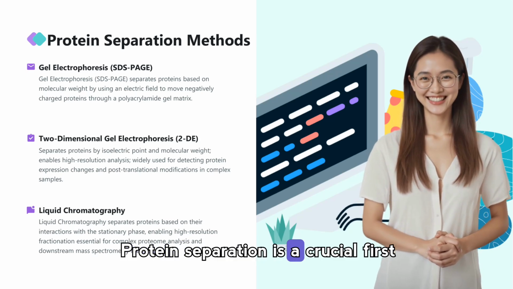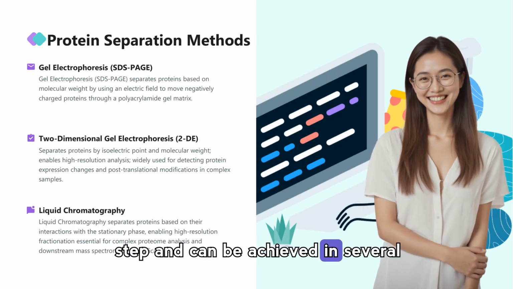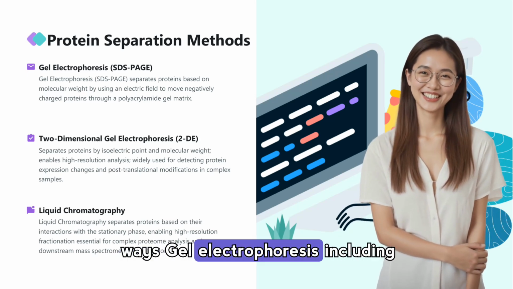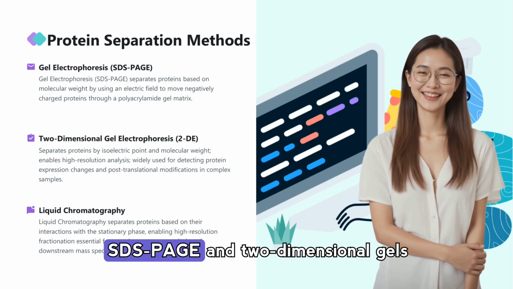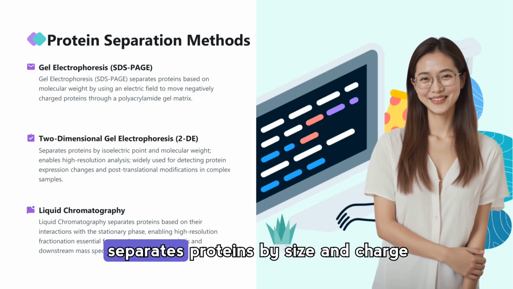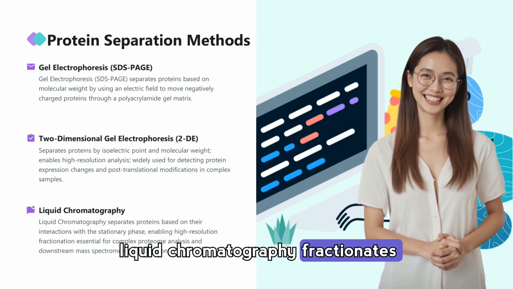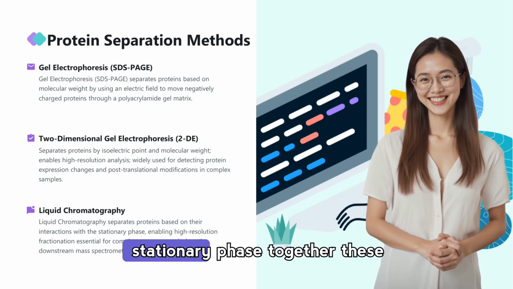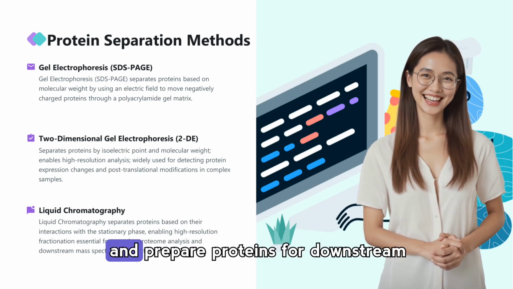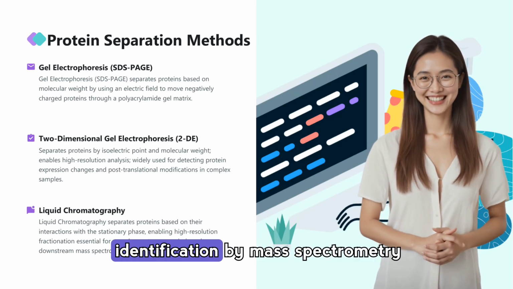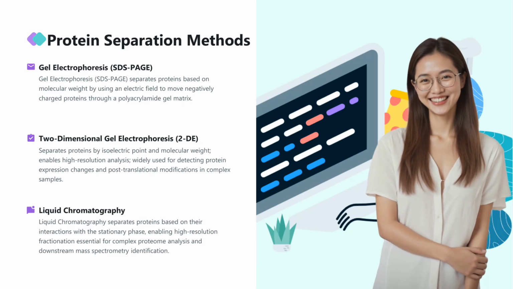Protein separation is a crucial first step and can be achieved in several ways. Gel electrophoresis, including SDS-PAGE and two-dimensional gels, separates proteins by size and charge. Liquid chromatography fractionates proteins based on interactions with a stationary phase. Together, these methods reduce sample complexity and prepare proteins for downstream identification by mass spectrometry.